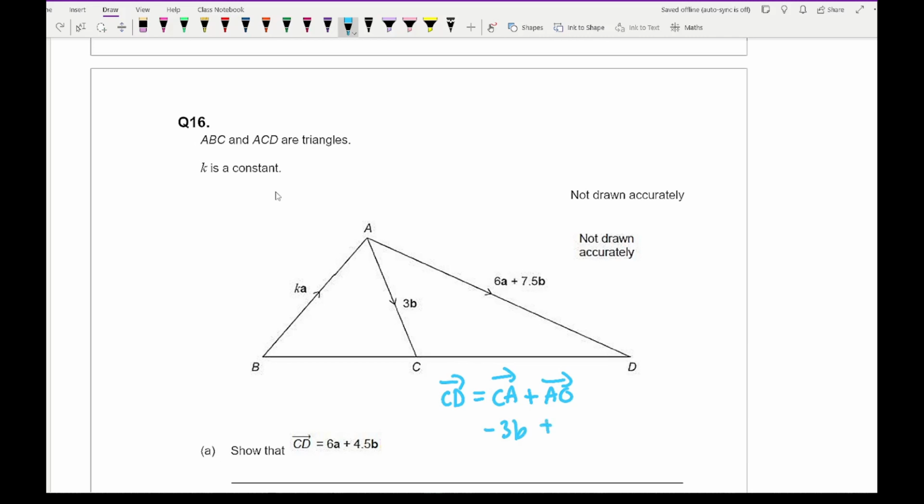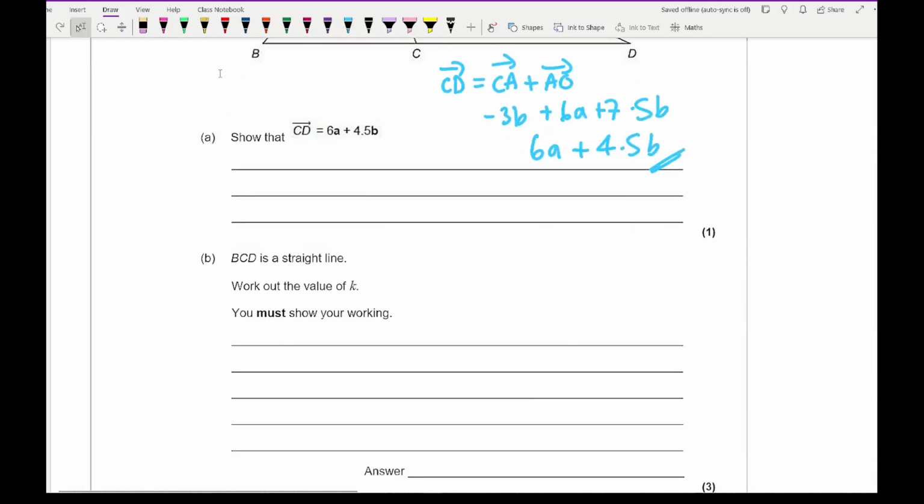And then I need to add 6a plus 7.5b. And then neatening all of this up, what do I get? Well, I get 6a plus 4.5b, which is what they wanted me to show. It then says BCD is a straight line. Work out the value of k.